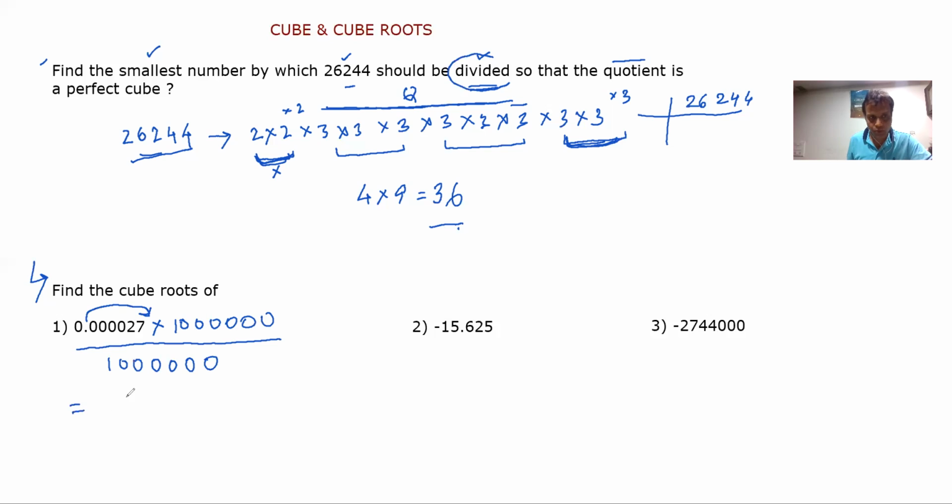Now, what am I left with in the numerator? I'm left with 27. The decimal moves on the right-hand side. What am I left with in the denominator? The same number, 1, 2, 3, 4, 5, 6.